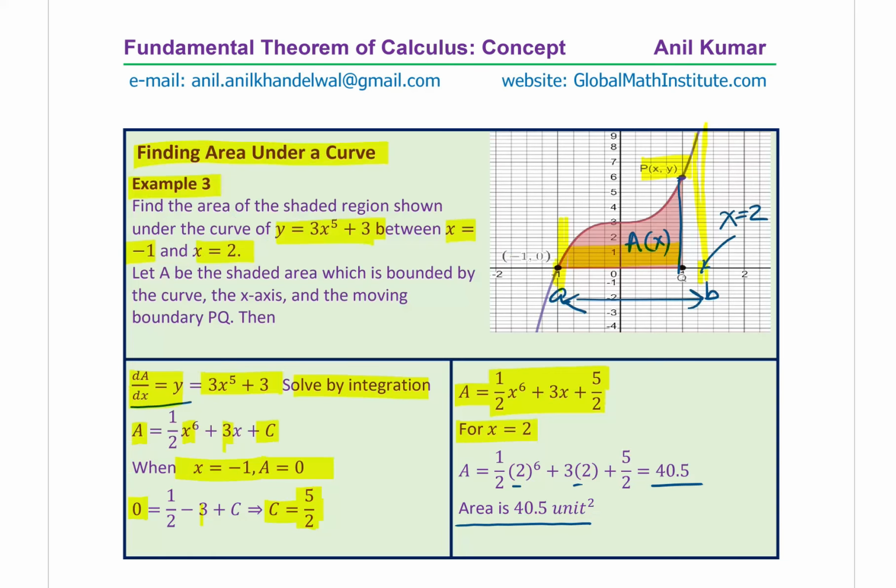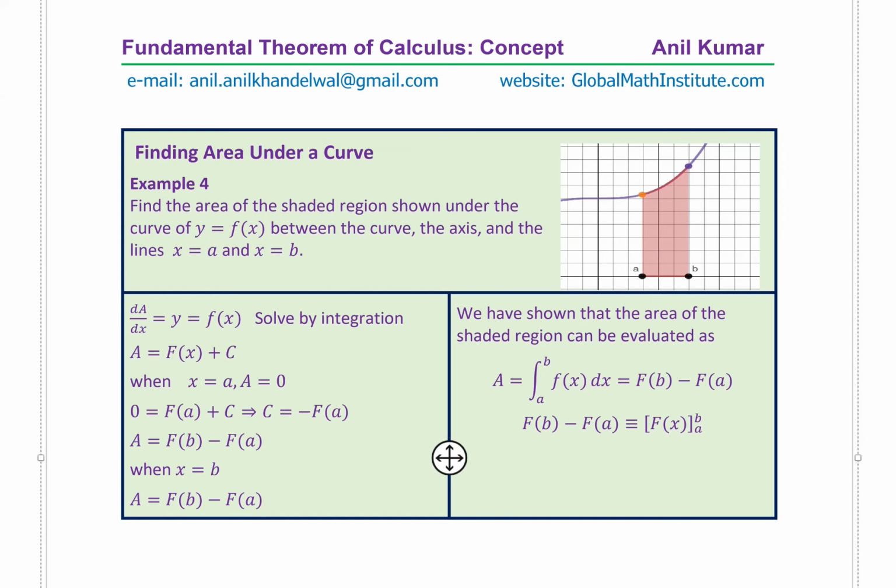Correct? And so we applied this particular concept and found the area function. Now let's try to generalize the whole thing. In this case, we are taking a general function, so finding area under a curve, but instead of taking minus 1 and 2 like last time, we'll take two points, the boundaries as a and b.